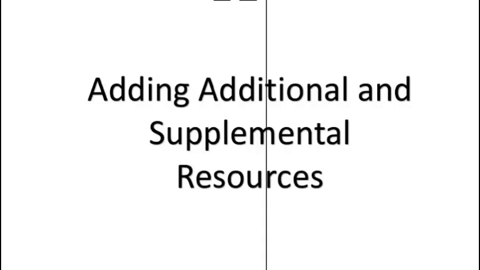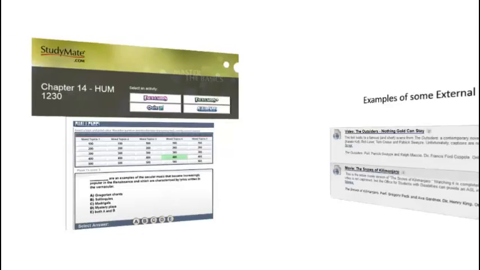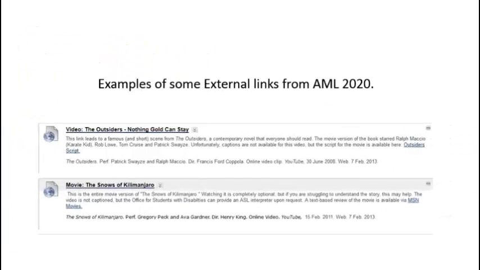One example of additional and supplemental resources is practice quizzes. StudyMate is a good way to turn these practice quizzes into games to make them more interesting for your students. Adding links to external resources is a good way to introduce your students to additional content. This gives them a different perspective on what the material covers other than their textbook.